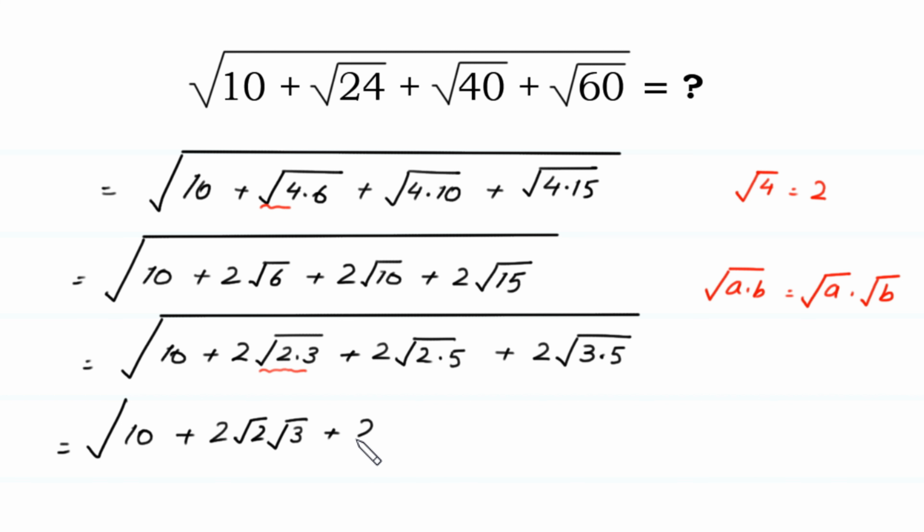plus 2 times, we can write this square root of 2 times 5 as square root of 2 times square root of 5 plus 2 times, we can write this square root of 3 times 5 as square root of 3 times square root of 5.